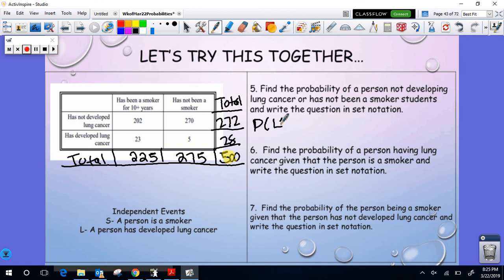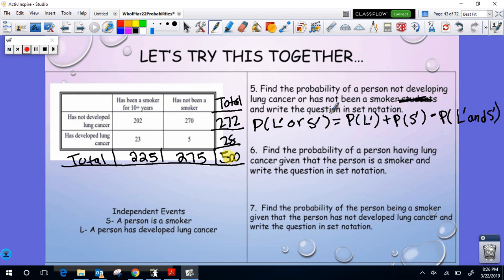So the probability of not getting lung cancer or has not been a smoker. These are called complements, and we're going to do them the same way. So the formula works the same. The probability of the complement of L plus the probability of the complement of S minus the probability of the complement of L and the complement of S.